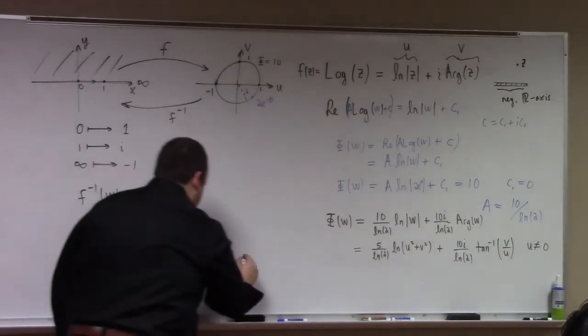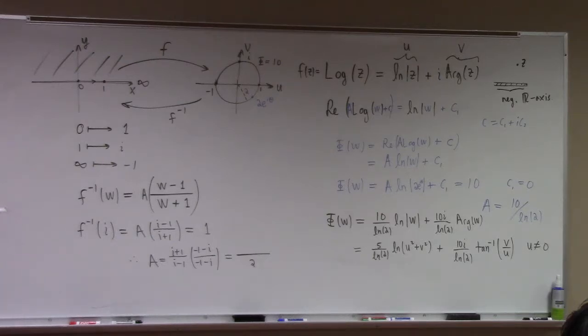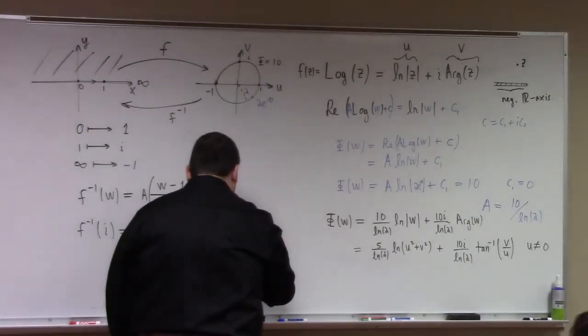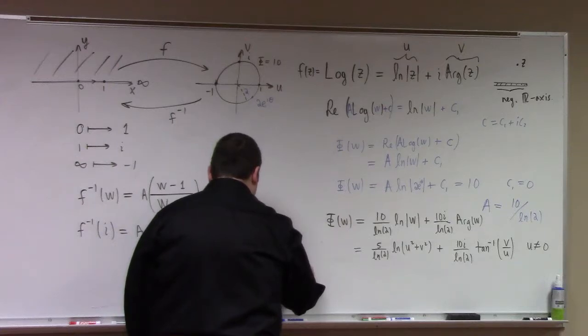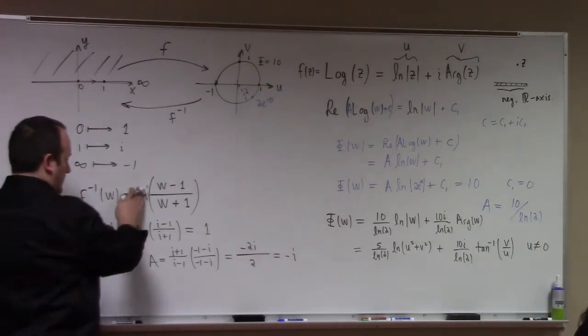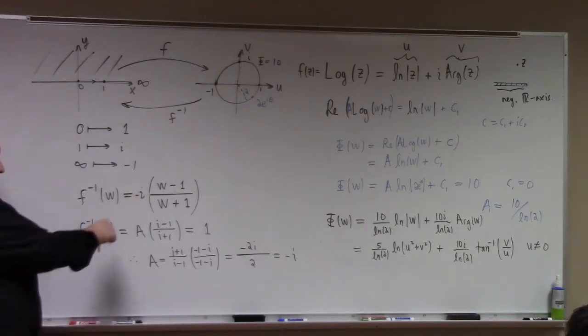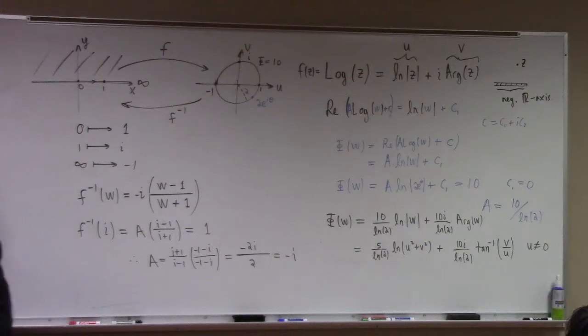I'll do the easy part, the denominators too. What's that numerator work out to? You got a minus i, plus 1 minus 1, it's minus 2i, right? Oh, check that out, just minus i. So apparently this is the inverse of the map I'm looking for.